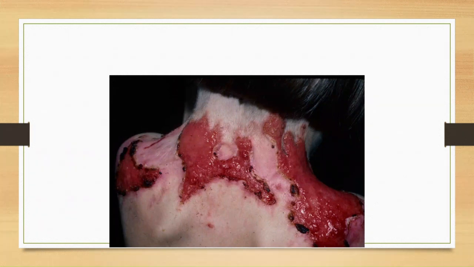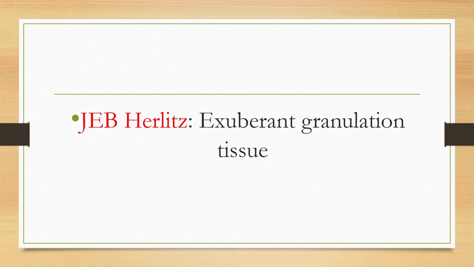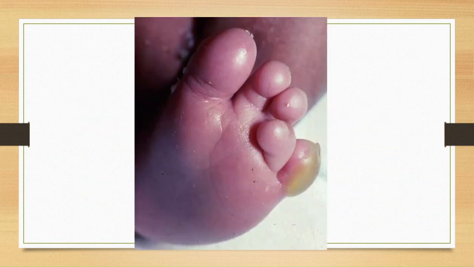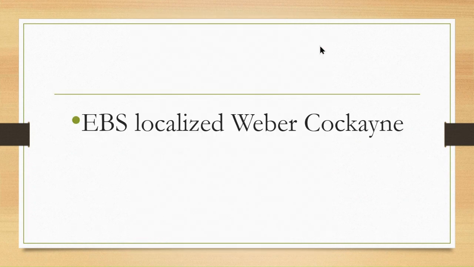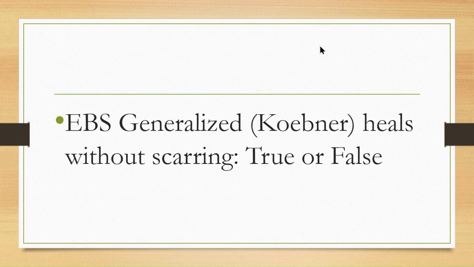How about this exuberant granulation tissue on the neck? Yep, junctional, generalized severe. How about what's going on here? We have a tiny little blister on a toe. Not too bad, right? The rest of the plantar aspect is not involved. It looks like the legs in the background, although out of focus, aren't involved. What do you think we have here? EBS localized.